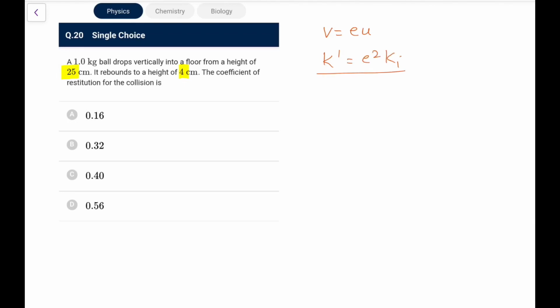So energy would be e square times, I can directly say, and that kinetic energy at the highest point appears as potential energy. So I can say U final at the highest point would be equal to U initial at the highest point times e square. Both heights are different, so let's call it H dash. So that is mgh, so I can directly say 4 is equal to 25 into e square, so e directly comes out as 2 by 5. That's my way of doing it.